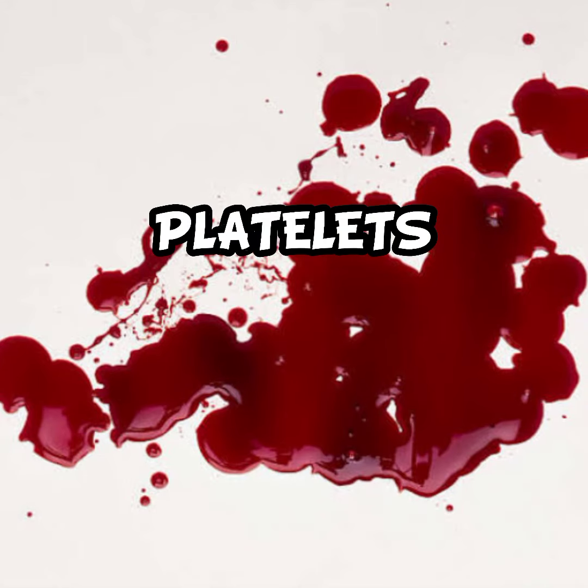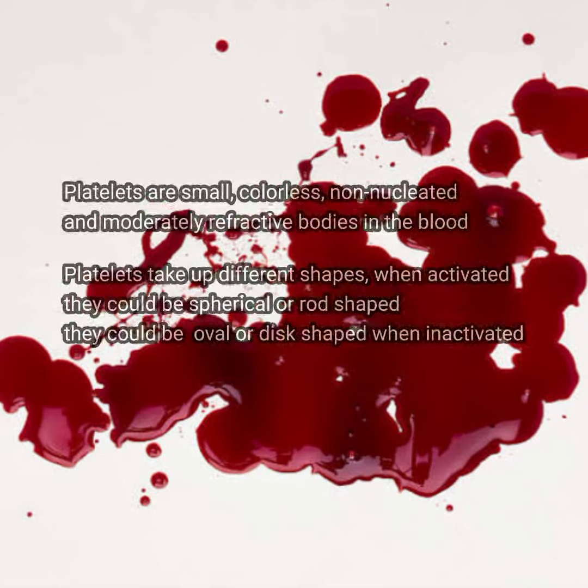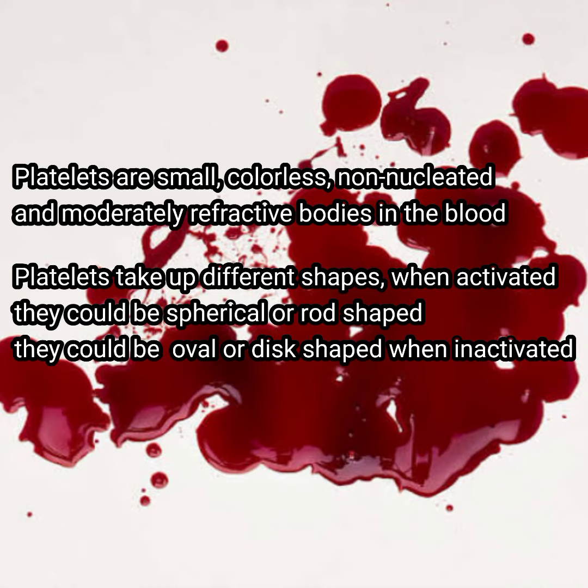Our class today is on platelets. Platelets are small, colorless, non-nucleated, and moderately refractive bodies in the blood. Their shape varies. They could be spherical or rod-shaped when they are activated, and oval or disc-shaped when inactivated.